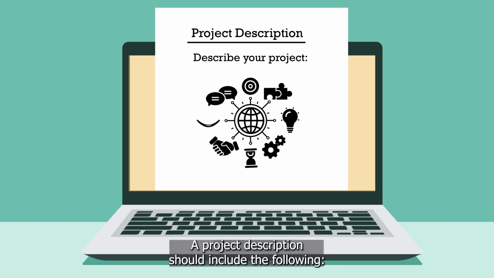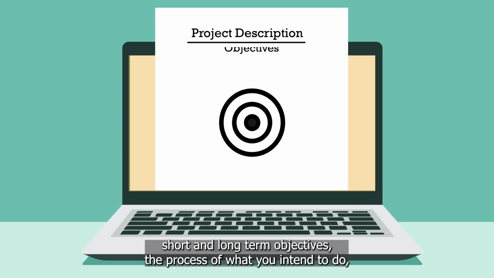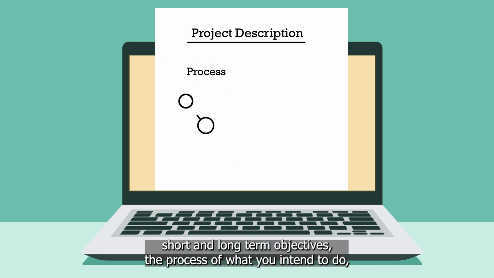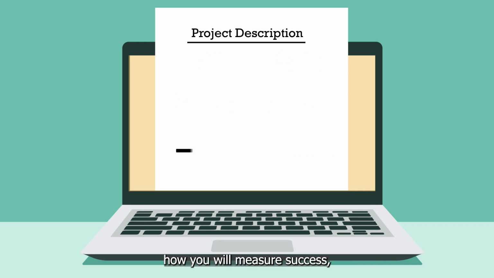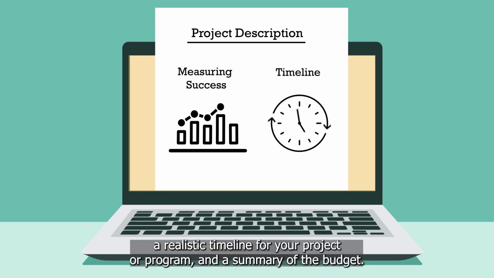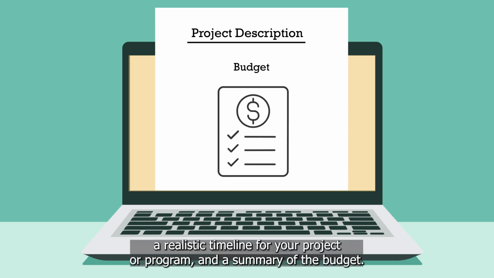A project description should include the following: short and long-term objectives, the process of what you intend to do and logistical considerations, how you will measure success, a realistic timeline for your project or program, and a summary of the budget.